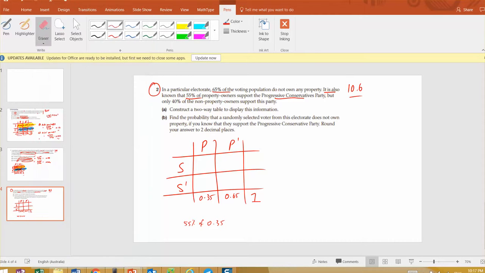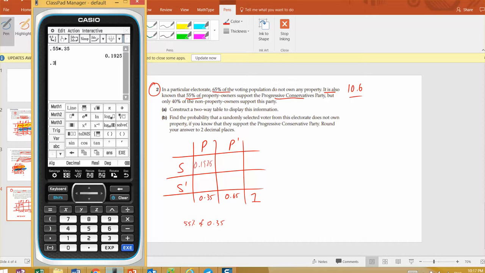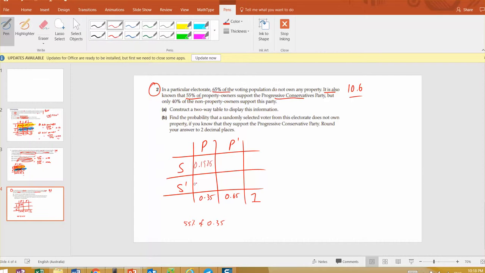Okay, so let's go 0.1925. Now the good thing about these probability tables is I know that this plus that gives you that. So to get this value, you just subtract 0.1925 from 0.35. So 0.35 minus 0.1925 is 0.1575. Okay, so that's 0.1575.